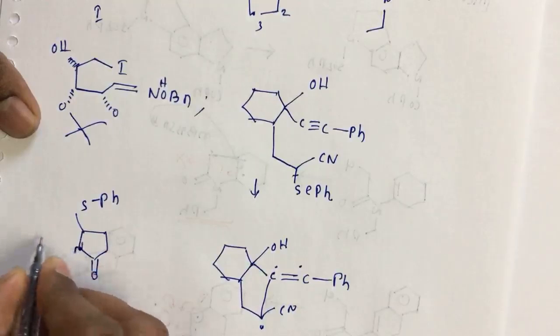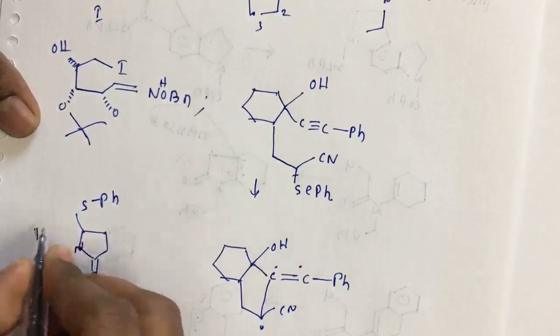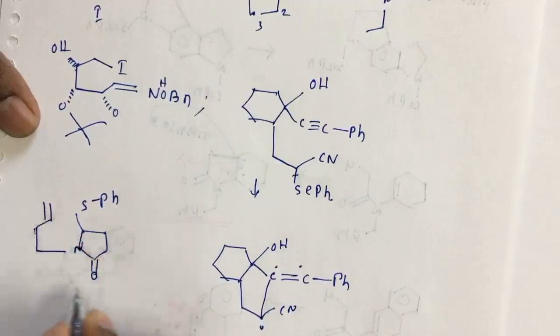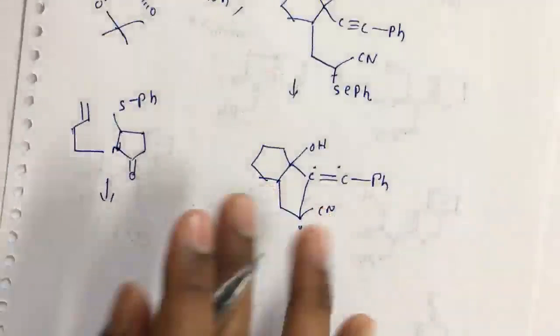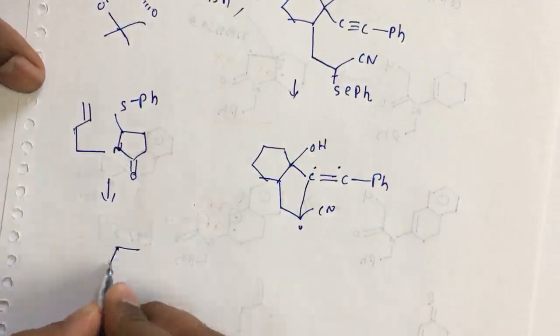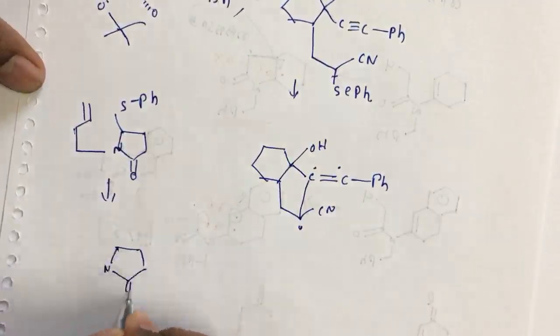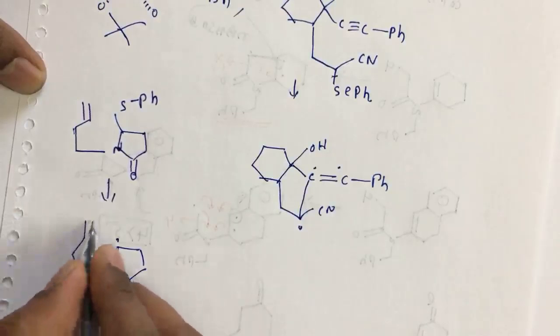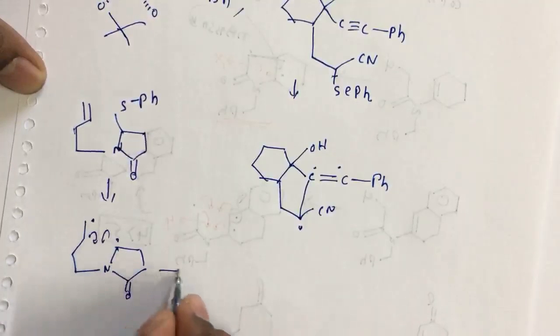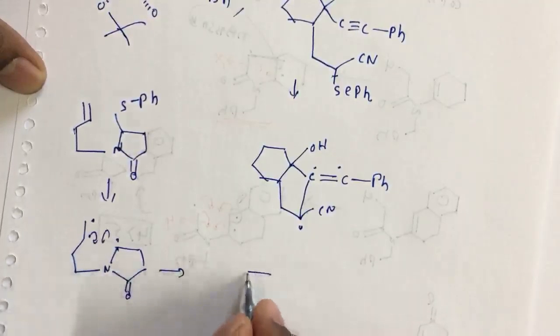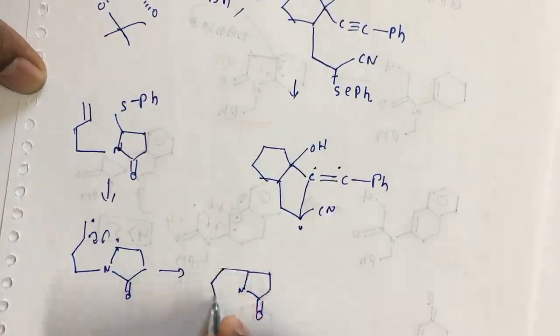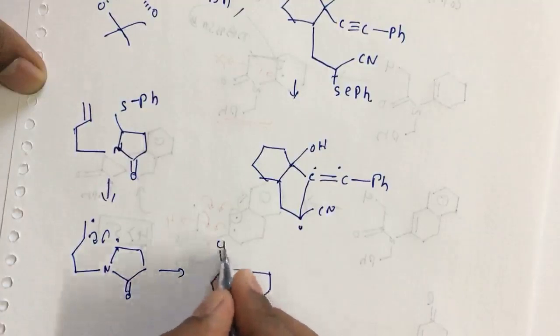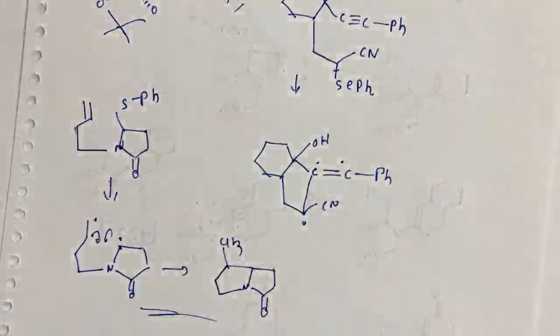Here this carbon will get a free radical, and this also, and these two combine together, so that we'll get a 5-member ring, and here a methyl group. So this is about n-butyl stannous hydride.